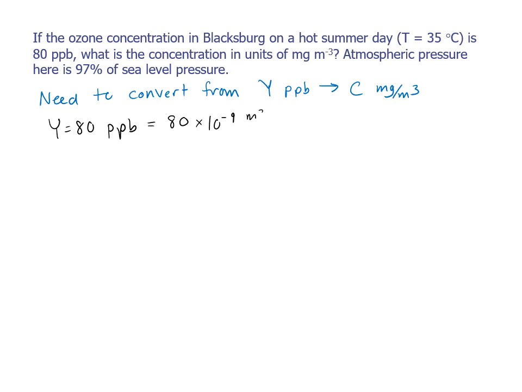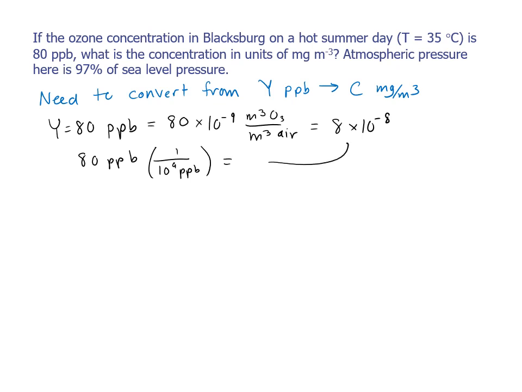What are the units here? Really, it's cubic meters of ozone per cubic meter of air. And this gives me 8 times 10 to the minus 8. So what I did, again, is I just took my 80 ppb and divided by 10 to the 9 ppb. It's like dividing by 1. And then we get this same thing, 8 times 10 to the minus 8. So that's my Y.